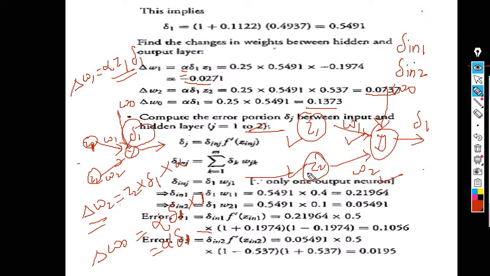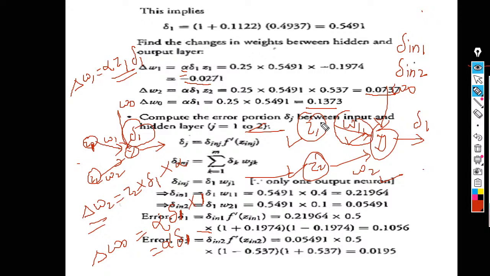Obviously delta 1 is coming to Z1 and delta 1 is coming to Z2, right? So to Z1 we calculate delta in 1, and to Z2 we calculate delta in 2. So how to calculate? Let's calculate delta in 1. The calculation is very easy. We simply multiply the error by the weights. Here delta 1 is coming, and the weight for Z1, I am talking about Z1, is W1, right? So delta 1 multiplied by W1, you will get delta in 1.